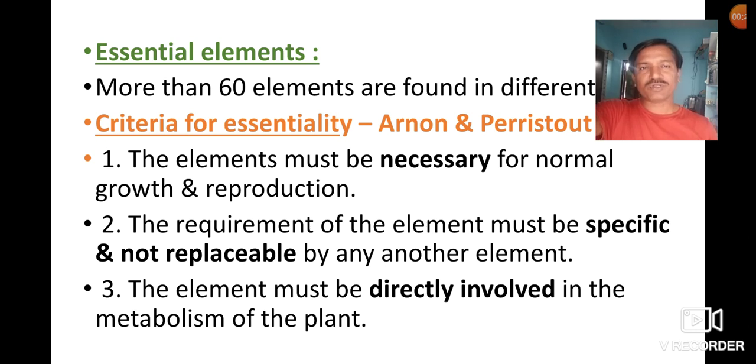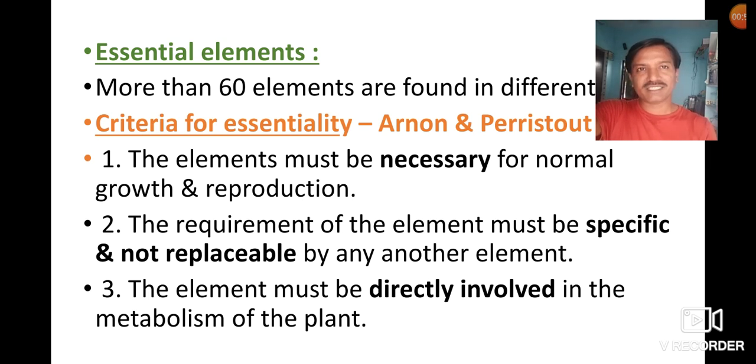More than 100 elements are present. Of these, more than 60 elements are found in different plants. We already discussed that. Of these more than 60 elements, only a few are essential for plants. Those are called essential elements.